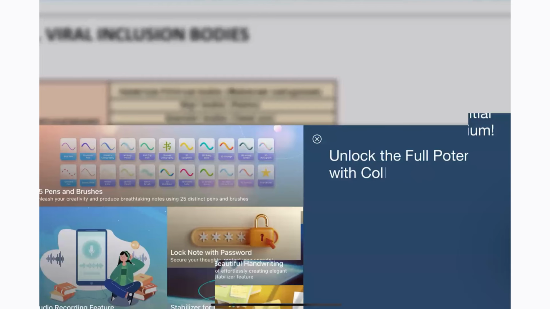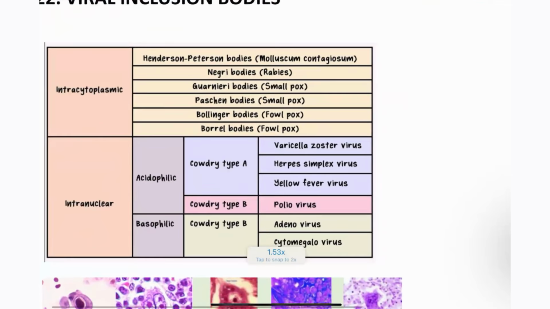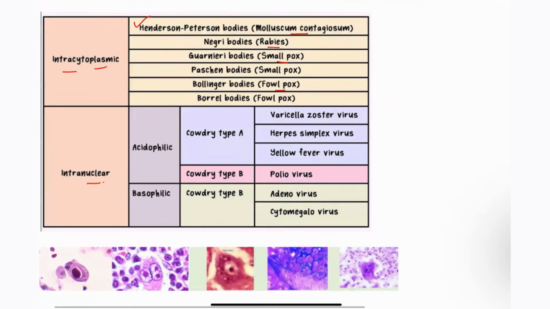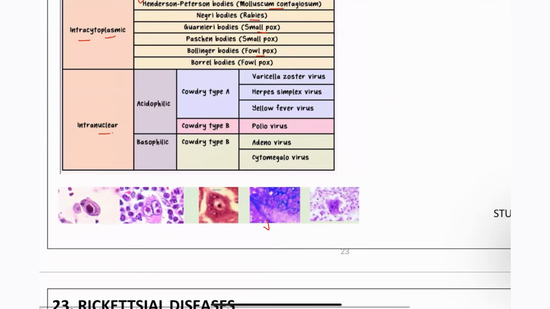In the viral inclusion bodies, they can be intracytoplasmic or intranuclear. Intracytoplasmic examples are molluscum contagiosum, rabies, smallpox, fowlpox. Here you can see the picture of the molluscum, with Henderson-Patterson bodies. Guarnieri bodies are seen in smallpox patients, and sometimes Paschen bodies are also seen in smallpox. These are the Negri bodies seen in the rabies patient.